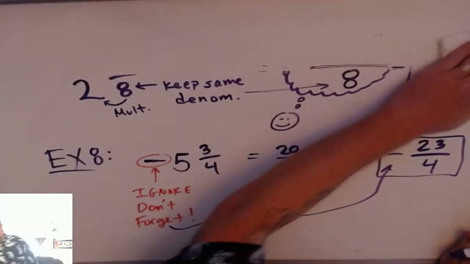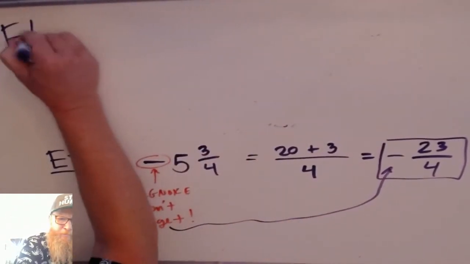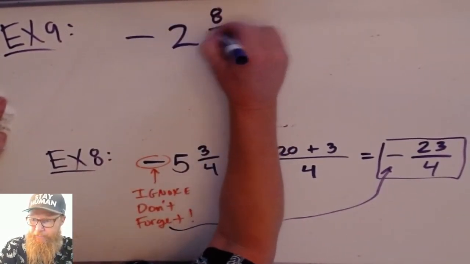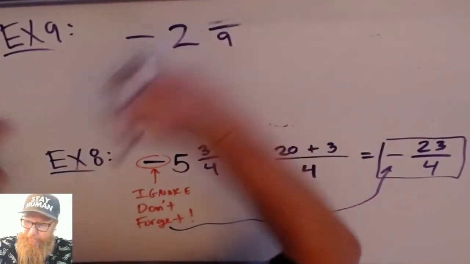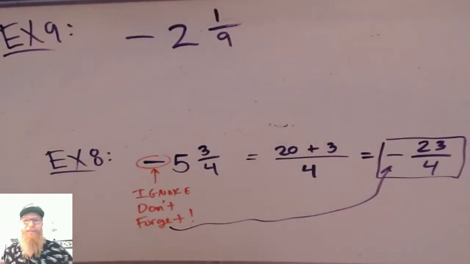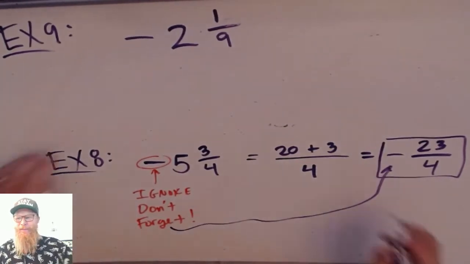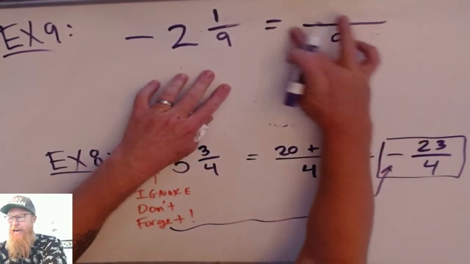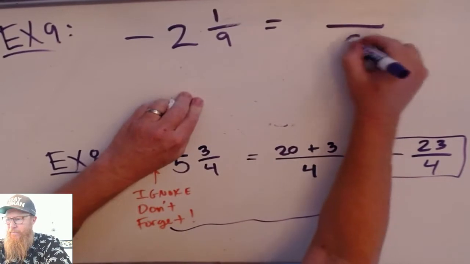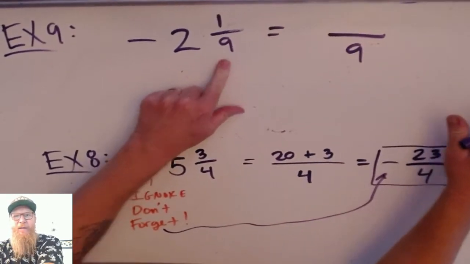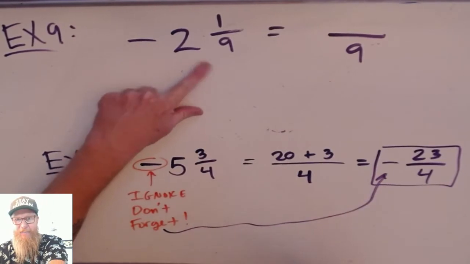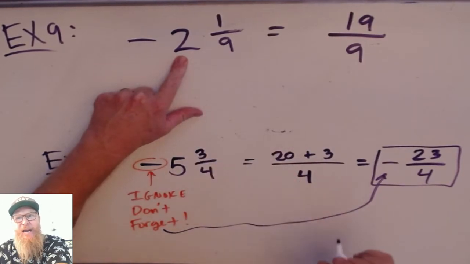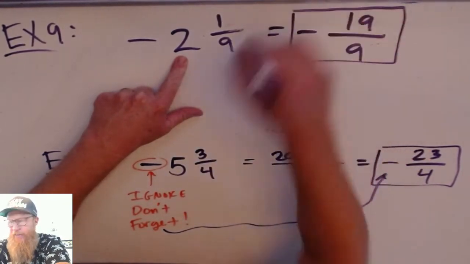Let's try another. That one's good. All right, so ignore the negative. Let's try this all in our head. All right, keep the denominator the same. Denominator's 9. 9 times 2, remember ignoring the negative. 9 times 2 is 18. 18 plus 1 is 19. So this is 19/9, and then put the negative back in front.